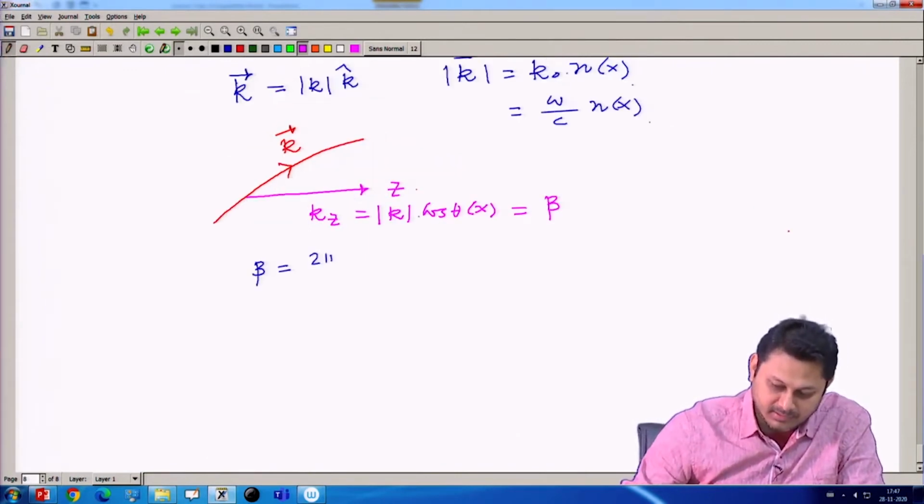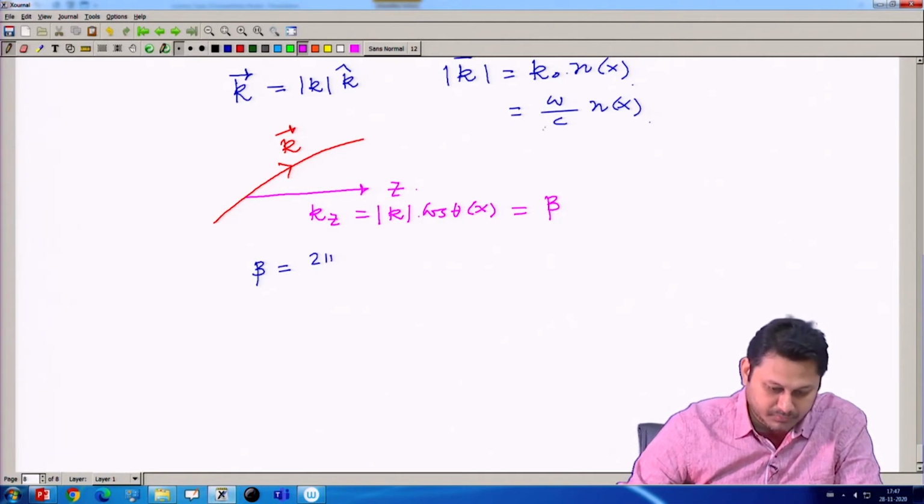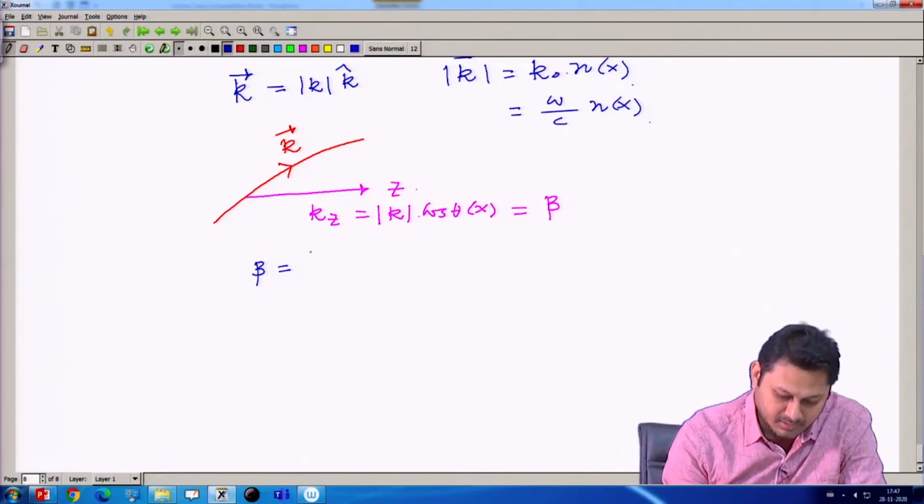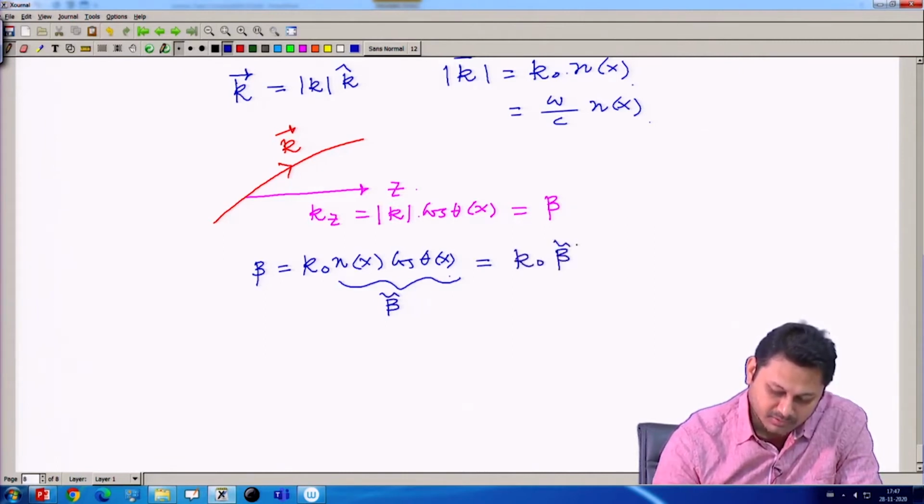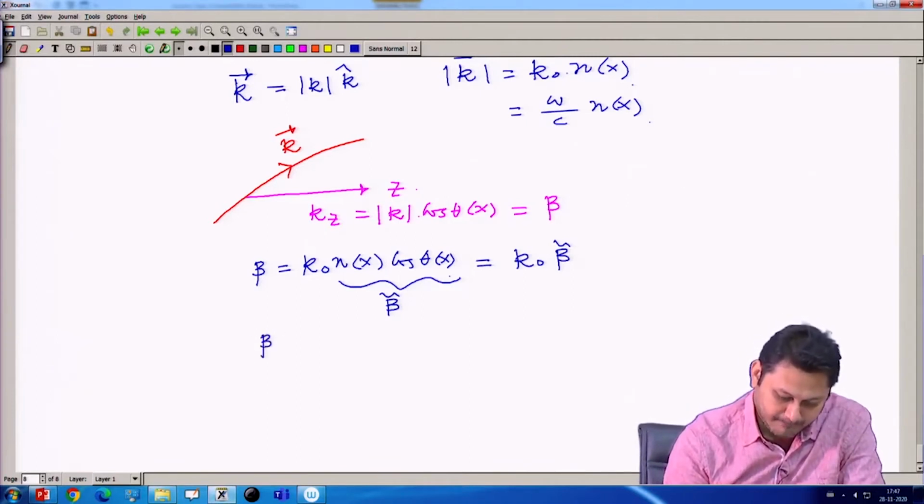So, beta is k 0 n x cos theta x, that is all. Now, this n x cos theta x is my beta tilde. So, it is eventually k 0 multiplied by beta tilde. So, beta tilde is nothing but beta divided by k 0.